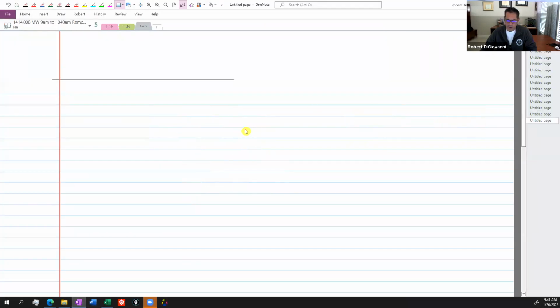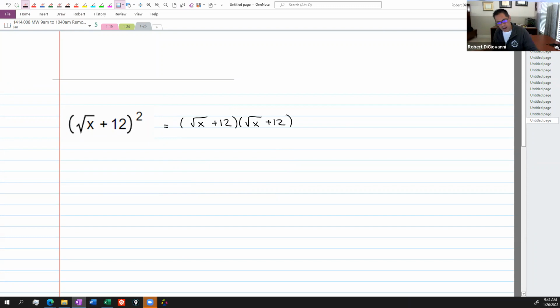What they're asking us to do is to expand this out and simplify it. In other words, they want us to do this squared, which means we take it and multiply it times itself, like that. What students will do that's wrong is they'll apply the square to each one of these and tell me, oh, this is the square root of x squared plus 12 squared, and they'll tell me that's x plus 144. And that's wrong. Anytime you have addition between two terms and you square it, you have to do this, and then you have to do your FOIL.